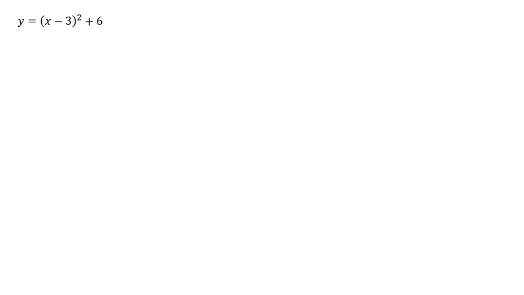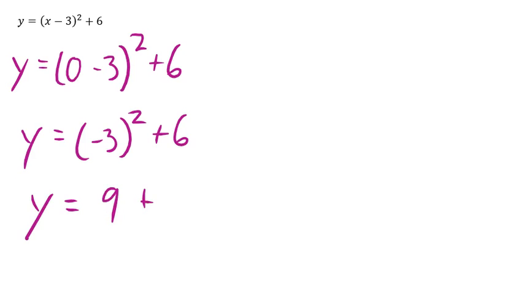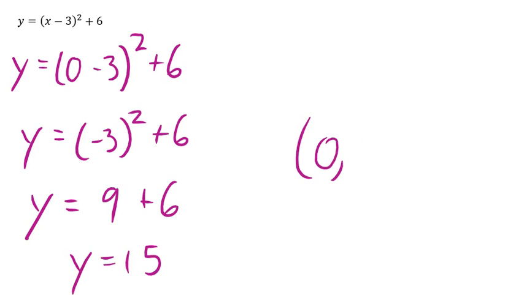If I'm in vertex form, I have to actually plug in 0. If I plug in 0, I get 0 minus 3 squared plus 6. Y equals negative 3 squared plus 6. Negative 3 squared is 9. The negative is inside, so it becomes positive. Y equals 15. So it looks like my y-intercept is 0, 15.